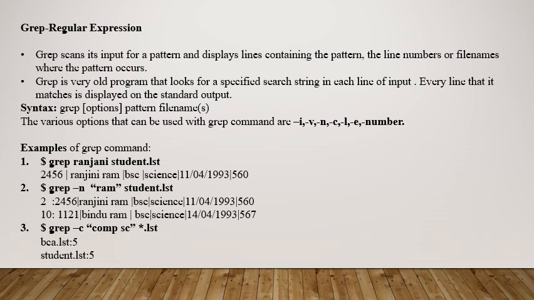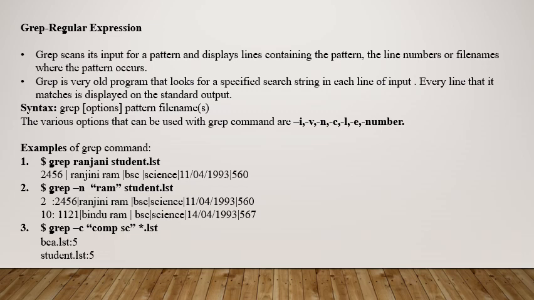The next, -l, will display only the file names which contain the search pattern. -e is nothing but the expression. Multiple search patterns can be given with this option. The last one is -number. It displays the number of lines on either side of the pattern. Now here are the examples which I've used with the grep command.